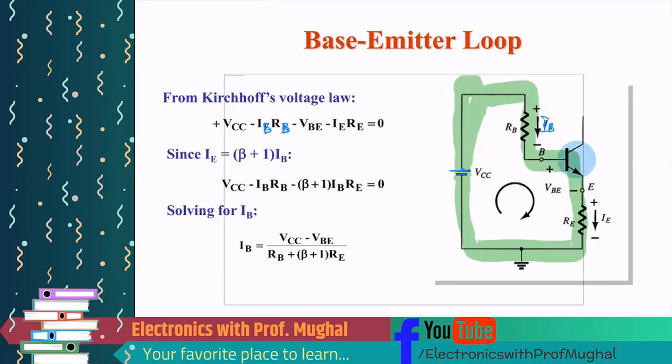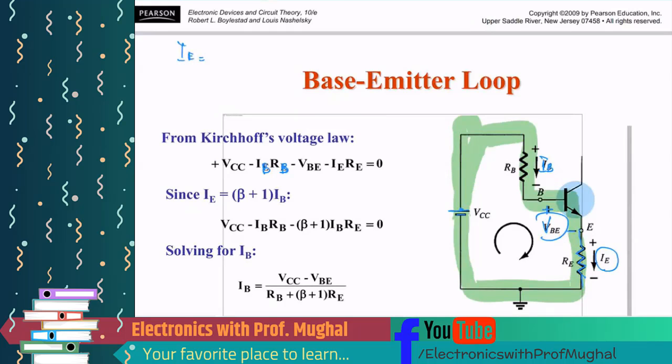And then we have plus minus here, VBE. So you have minus VBE, and then you have this resistor right here, which is RE. The current flowing in this emitter resistance is IE. So you get IE RE equals 0. So that's your equation.